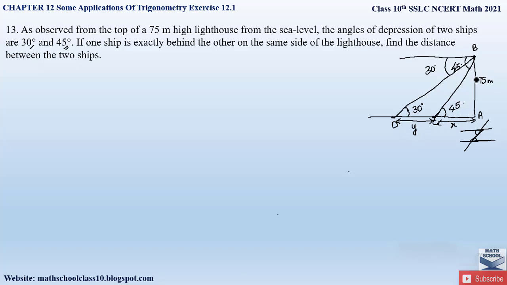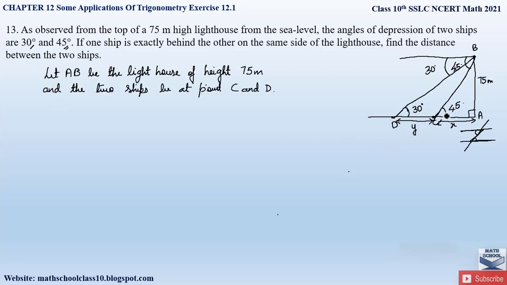So here, since the lighthouse is vertical to the sea level or the ground level, therefore a 90 degree angle is formed. So therefore triangle ABC and triangle ABD are right angle triangles here. So therefore we can apply the trigonometric ratios and find out the distance between the ships, that is the distance Y. So let us first write down, let AB be the lighthouse of height 75 meter and the two ships be at point C and D, right?